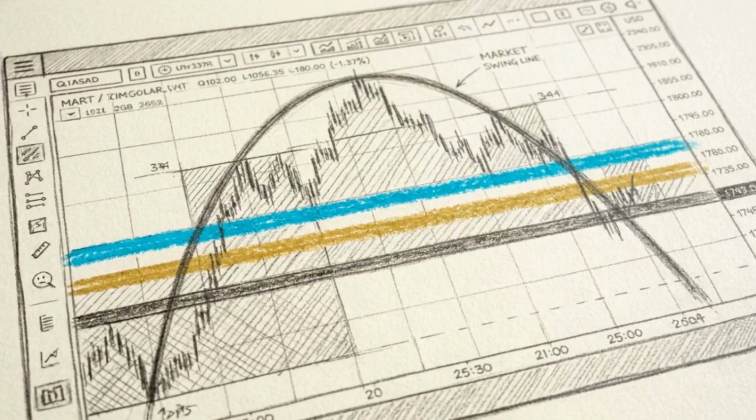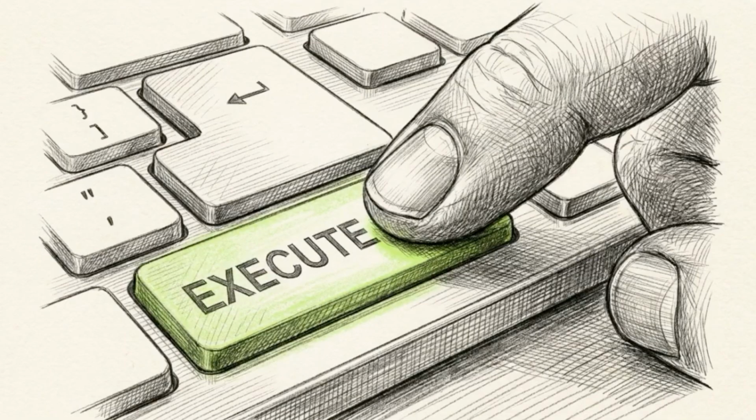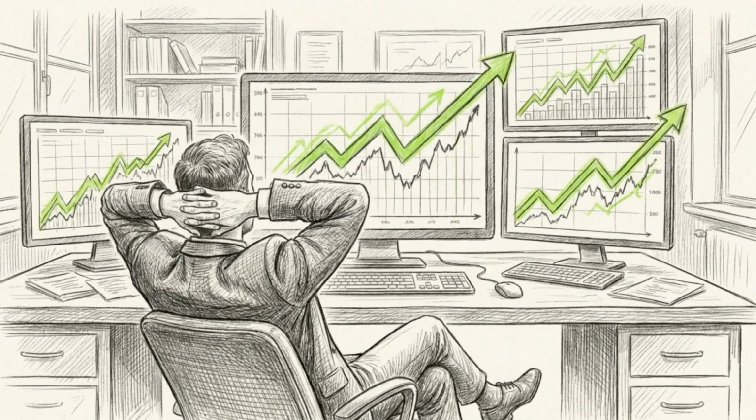By combining the strict structural measurement of a retracement with the behavioral proof of a candlestick signal, you stop guessing. You decode the psychology of the market to consistently identify the safest, most profitable entry points available.